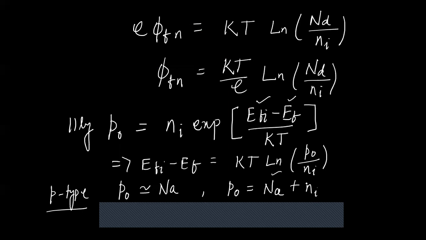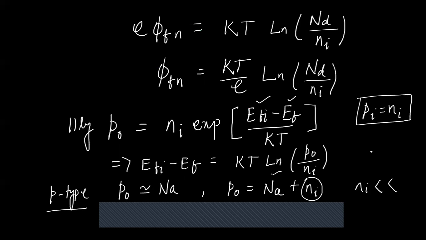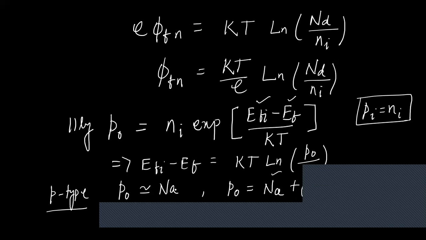This Ni, the intrinsic carrier concentration, is much less than Na. You can write Ni or Pi, whatever, it's the same thing, because the intrinsic carrier concentrations are the same. So if I write Pi equal to Ni, that gives the intrinsic carrier concentration of holes, of course for p-type, as I'm saying. It is much less than Na, so we will ignore this term. That way I can substitute P0 as nearly equal to Na.